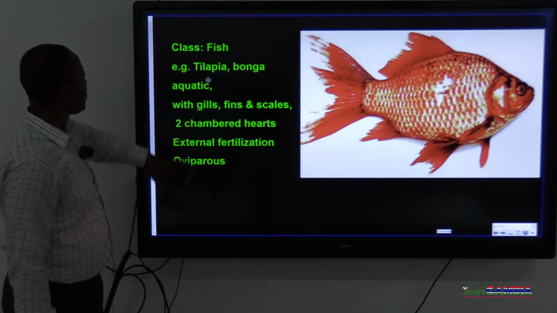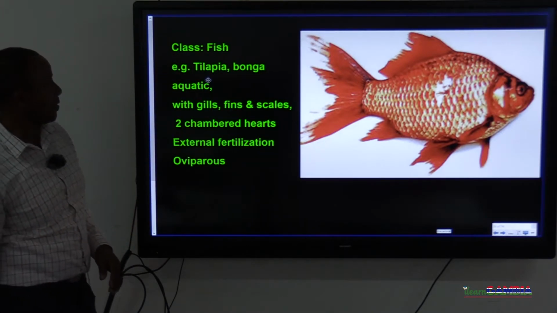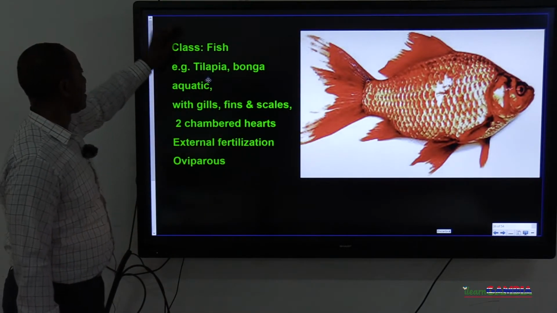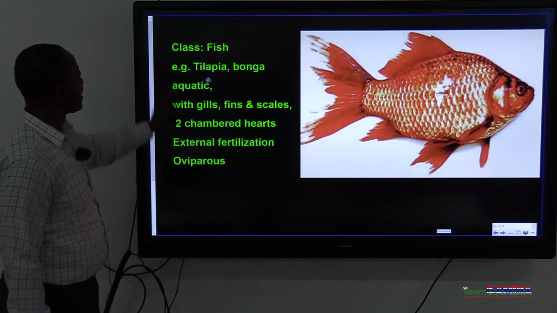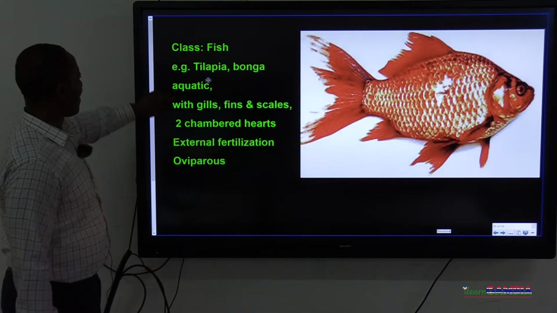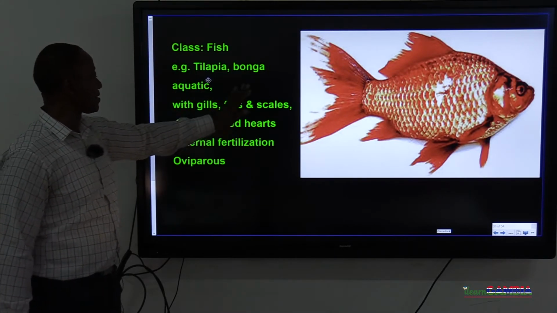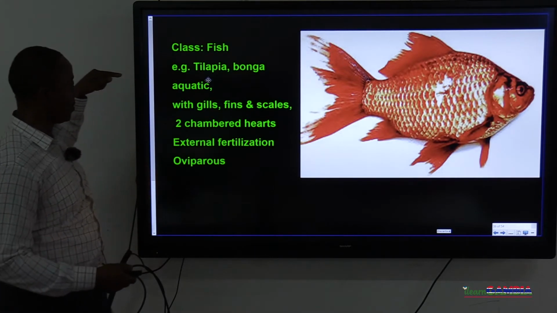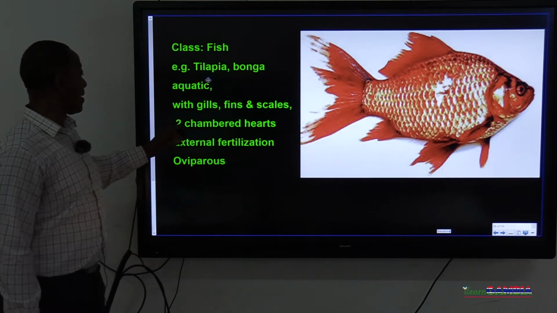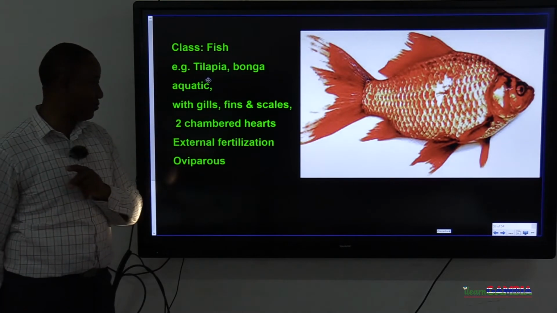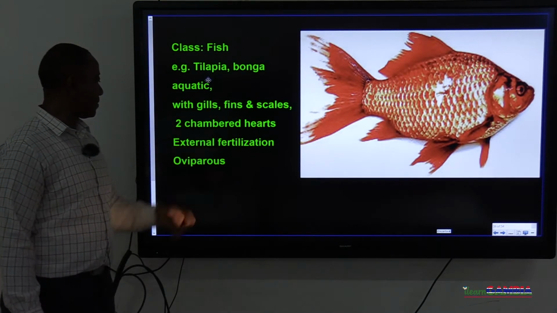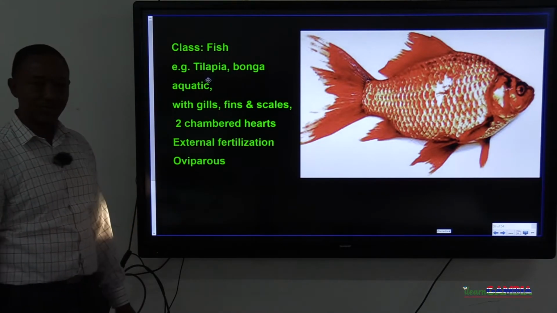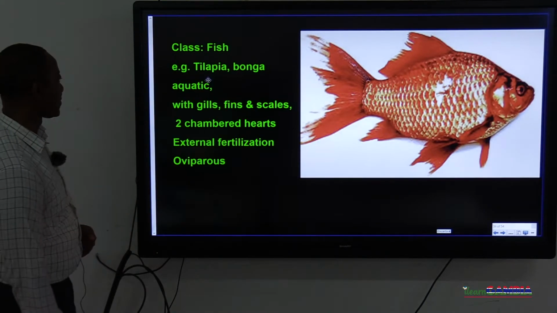So these are a few things about the class of vertebrates that we call fish. They have gills, fins, and scales that make them aquatic. They are able to live in water. Their heart is just two chambers, and they exhibit external fertilization, and they lay eggs. So hence we say they are oviparous.